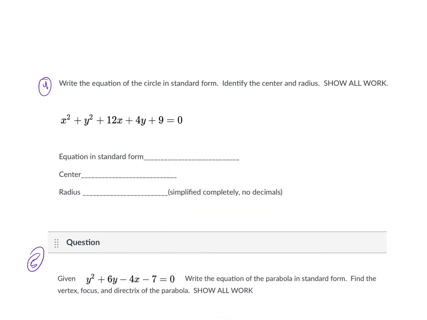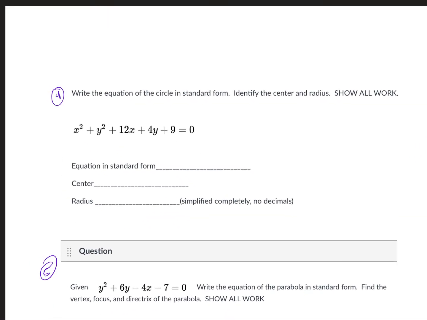Okay, look at this one. It says write the equation of the what? Circle. Okay, so right away, I would immediately say, okay, x minus h squared plus y minus k squared equals r squared. Just so you know what you're looking at, what you're dealing with.